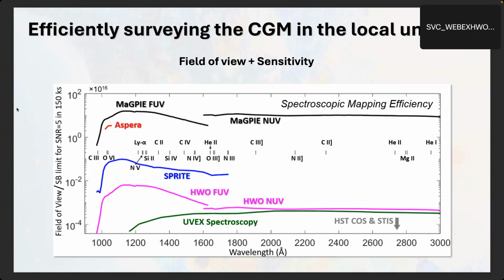The price we pay for this, of course, is spatial resolution. We're only going to get 10, 20, 30 arcsecond pixels. But this is how you get sensitivity.